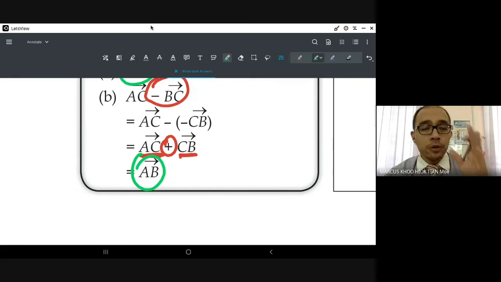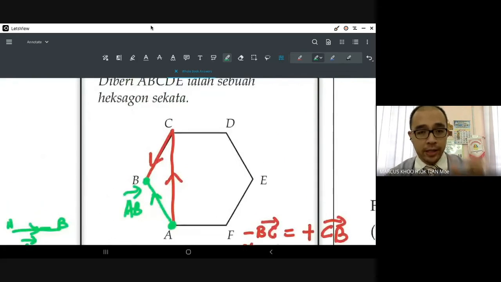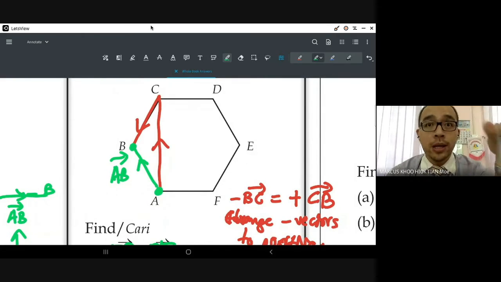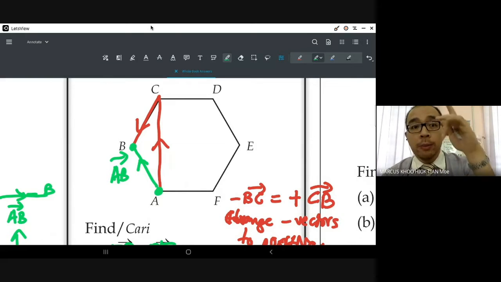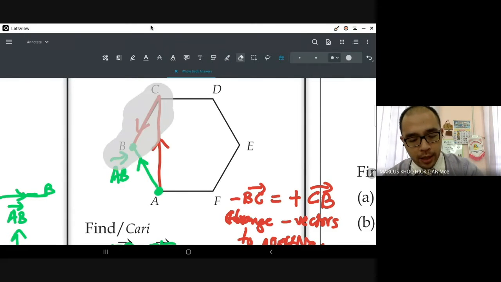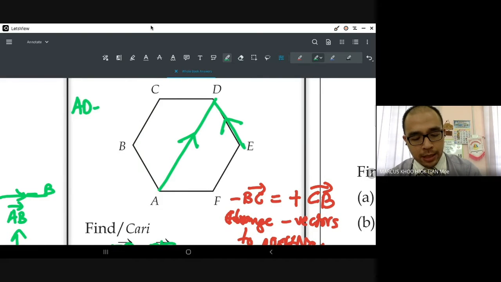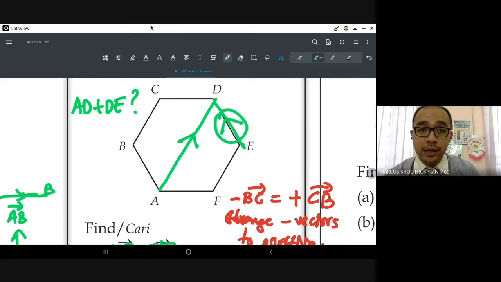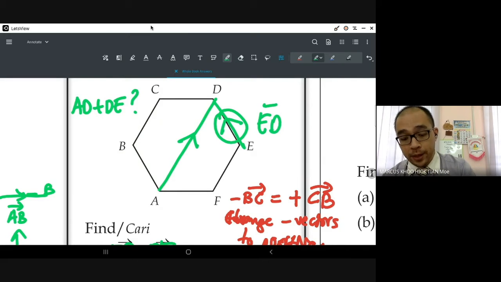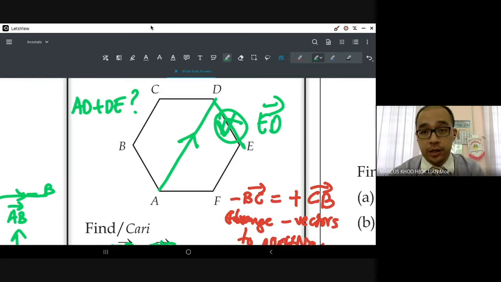The only thing yang perlu kamu perhatikan adalah bila kamu mau tambah vektor, when you want to add vectors, you need to make sure that the vectors bersambung dan satu arah. Bolehkah saya tambah vektor begini? Let's say this vector is like this, and another vector is like this. Bolehkah saya cakap AD plus DE? Cannot. Why? Because ini bukan vektor DE, ini adalah vektor ED. So we have to change the direction supaya dia adalah one way. Baru kamu boleh tambah vektor. So that's a very important thing you need to know.